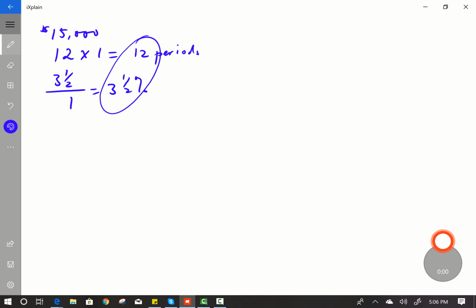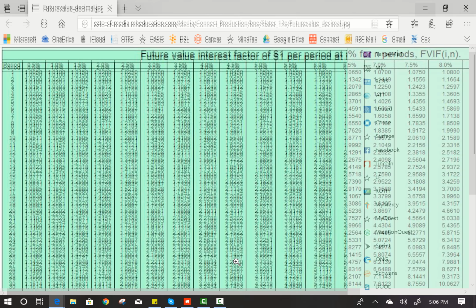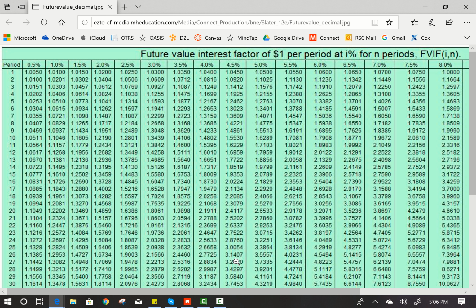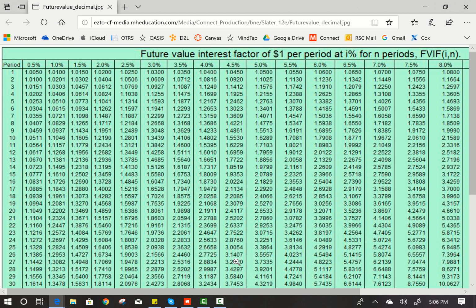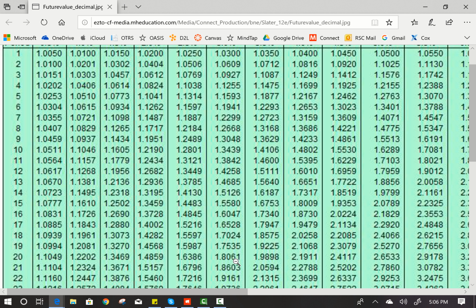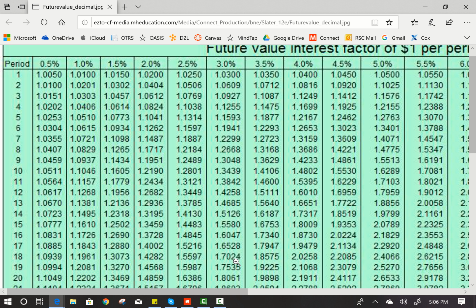Let's see if I can go back to that previous screen and grab a table from there. Okay, so this particular table is a future value table based upon $1 per period at i% for n periods. And so this is for a 12-year period, which is right there at 3.5%, of 1.5111. So there's the factor right there.